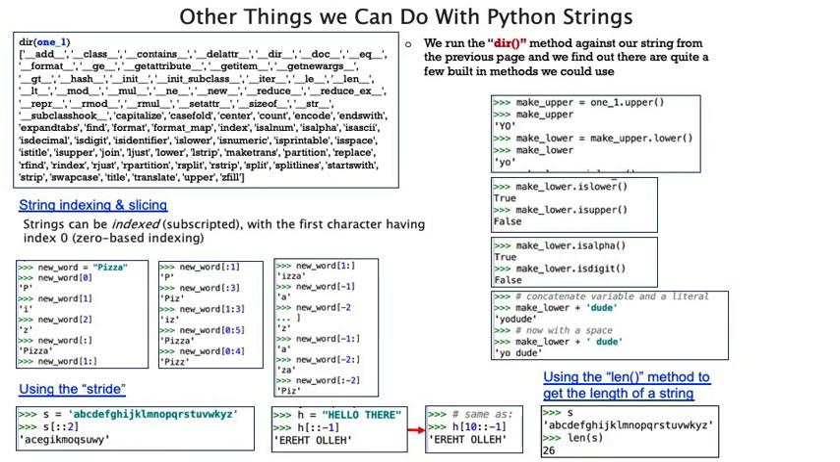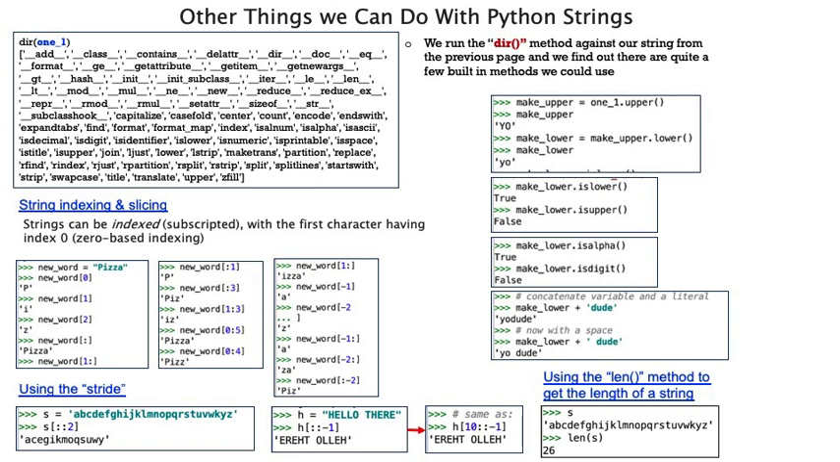Now, if we go back here to string indexing and slicing, this might be of some use to you as you go along in your coding career or hobby or whatever you're going to use it for. Strings can be indexed or subscripted with the first character having index 0. We call that 0-based indexing because the very first character is 0, not 1. It starts at 0. So here I have a new_word, pizza, and if I want to get the value of the first character, it would be new_word and then in square brackets a 0, not a 1, a 0, and that will bring me back the P.